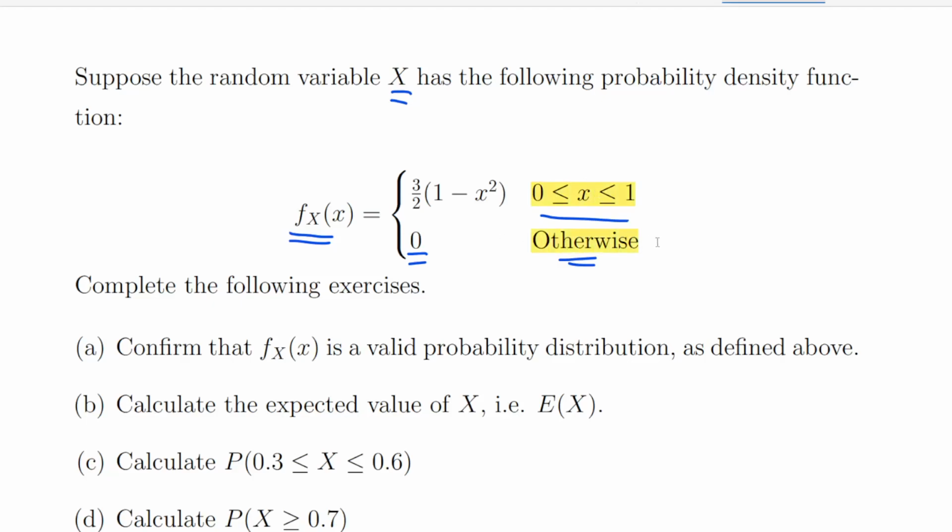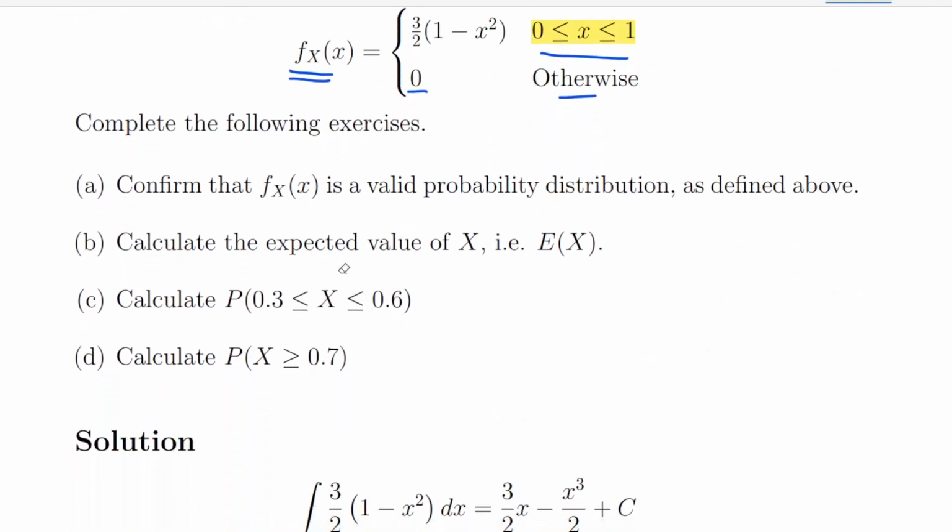Anything outside it we can disregard, because anything that we integrate will evaluate to 0. So the integral of 0 is 0. Anything outside that interval we can just disregard. Complete the following exercises. Confirm that f of x is a valid probability distribution as defined above. Calculate the expected value of x. Calculate the probability of x being between 0.3 and 0.6, and then calculate the probability of x being greater than 0.7. So first off, part A.